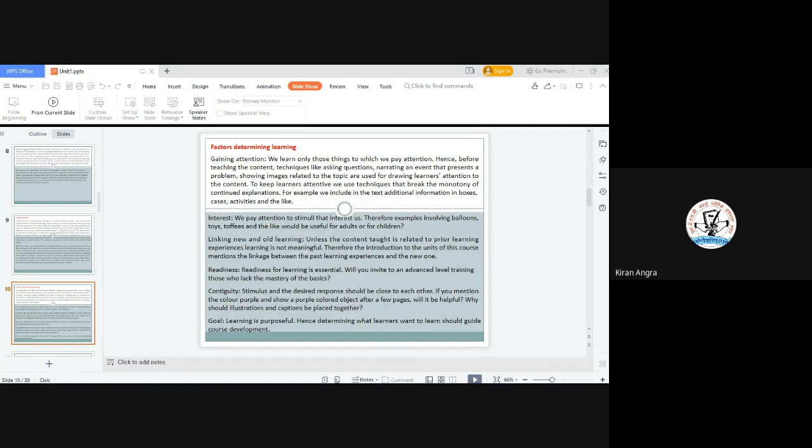Then there is the goal. If I am teaching something to you, the goal has to be very clear and purposeful, because that helps to guide the course development. But if your goal is something and the things are not put in shape, the learner loses interest. Second, very important in the learning process is the learner's engagement.